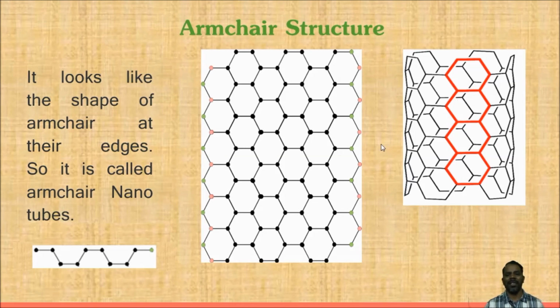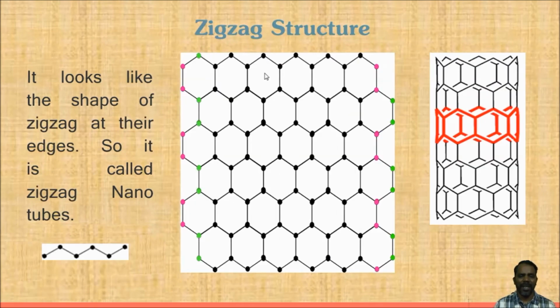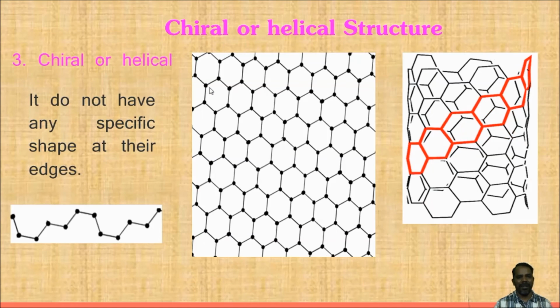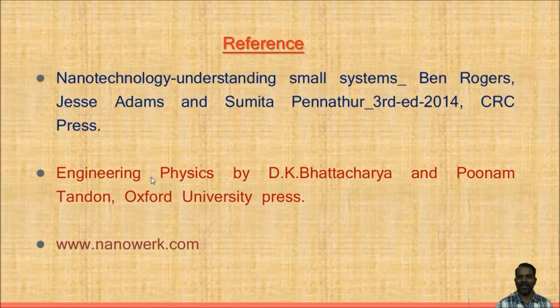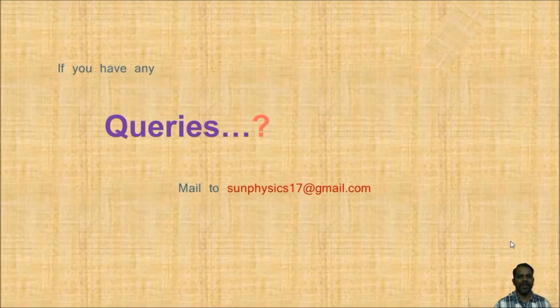It acts as a good conducting material. Another one is the zigzag method. In this case, the structure is around the axis, and we get a zigzag shape on the upper side. So this is called zigzag, and it acts as a semiconducting material. The last one is the spiral or helical structure. In this case, the structure does not have any specified pattern. So this is called helical. It also acts as a semiconductor.